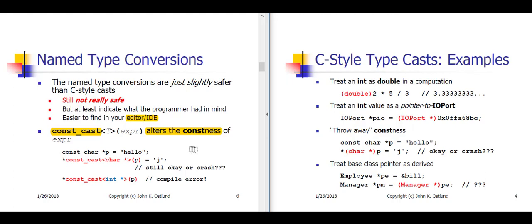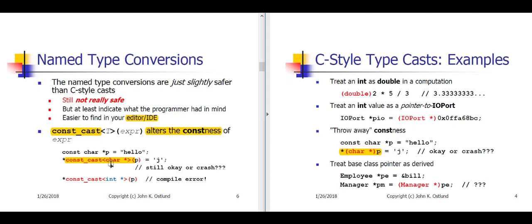So using const_cast here on P accomplishes the same thing that we did over here on slide 4 using an ordinary C-style cast. That is, P is a pointer to a char const, and what we're using const_cast to say is take P and treat that as a pointer to char. So we've eliminated the constness from P, or technically from the thing that P points to.